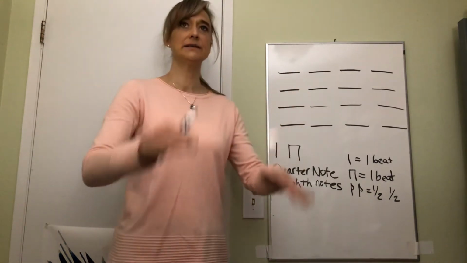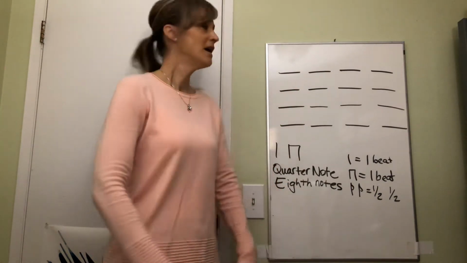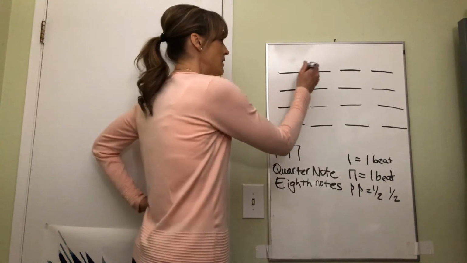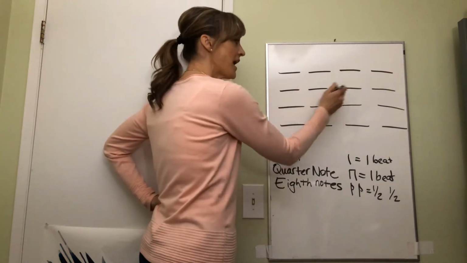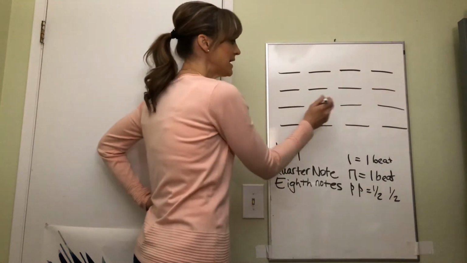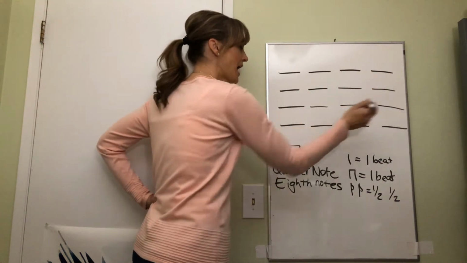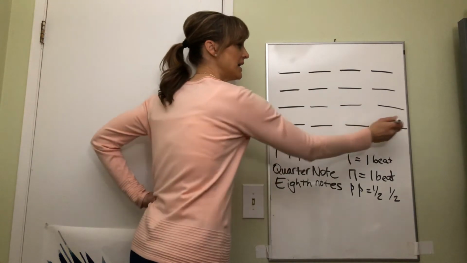Go ahead and pat your lap while you sing. Here we go. Ready, go. 1, 2, 3. Johnny caught a flea. Flea died. Johnny cried. Tee, hee, hee.